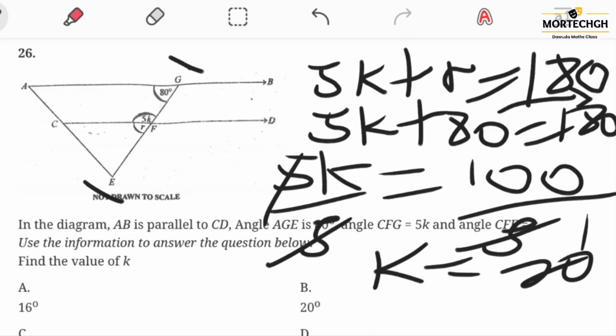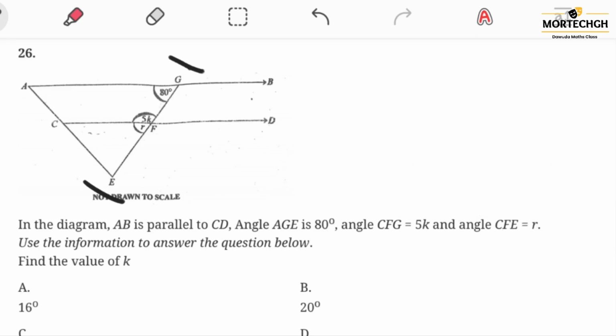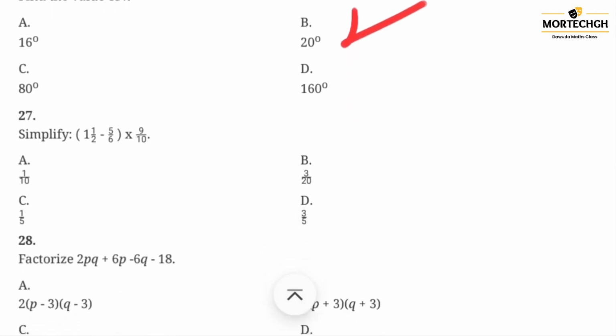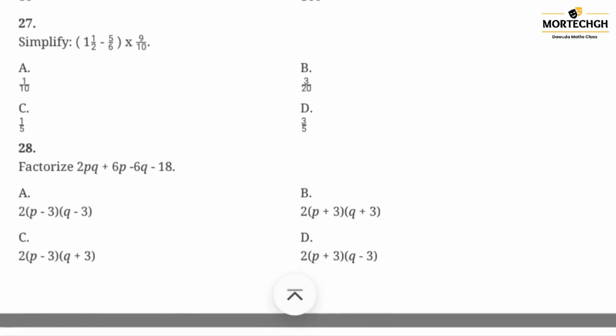But if you were asked to find angle CFG, that means you are asked to find 5K. You just multiply 20 times 5. K is equal to 20 degrees here. 20 degrees is the answer.